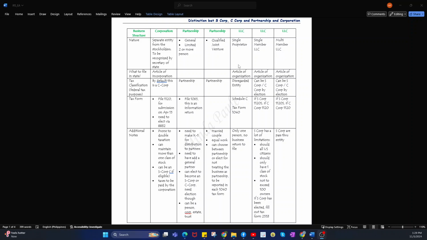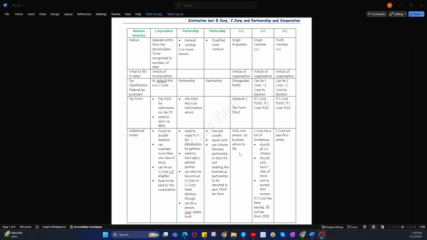All right. For single proprietor, LLCs are, so this is the business structure of the LLC. So in terms of when you put up an LLC, the articles of organization need to be filed to the Secretary of State. So if you're a single business owner, it will automatically be regarded as a disregarded entity, and as a disregarded entity, you have to complete Schedule C to be attached to your tax form 1040.